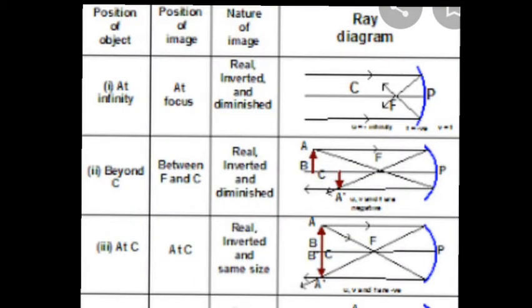Now let's revise what we dealt with in the ray diagrams, the different cases. The first case: the object is kept at infinity. Then the image would be at the focus. The nature of the image is real, inverted and diminished. Diminished in the sense it is of a smaller size than that of the object.